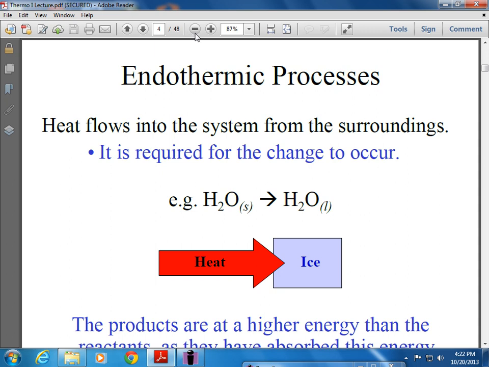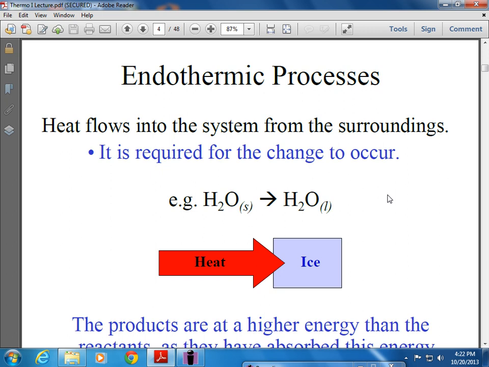Two processes that you're probably familiar with already are endothermic and exothermic. The prefix endo means that it goes inside. That means that there's going to be heat that is flowing into the system from the surroundings. Heat always moves from warmer to colder. It never happens the other way around. It always flows in and out of the system. Temperature doesn't flow, heat does.